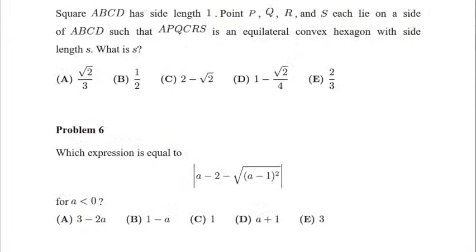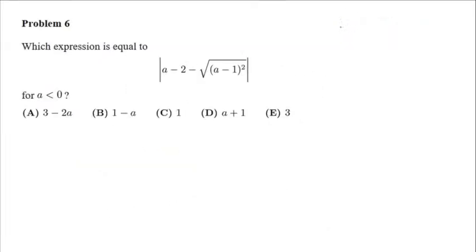Problem number 6. Which expression is equal to the absolute value of a minus 2 minus the square root of (a minus 1) squared, for a less than 0? Before solving this problem, let me tell you what absolute value is. The absolute value of 2 is 2. The absolute value of negative 3 is 3. It consists of a positive sign. So the absolute value of x, if x is greater than or equal to 0, is x. If x is less than 0, it is negative x.